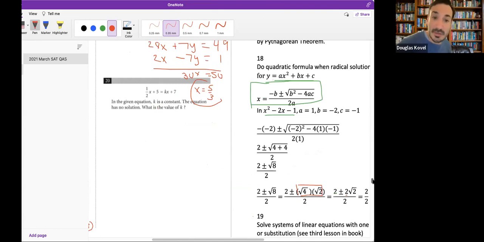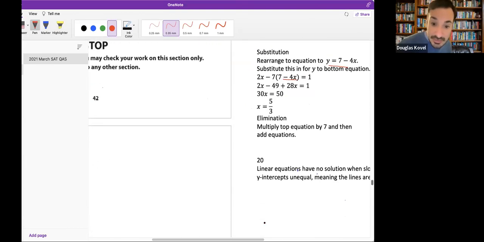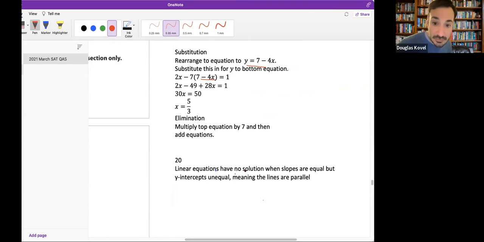So again, k stands for some real number that we need to figure out. They tell us the equation has no solution and we need to find the value of k. The rule this question is based on is pretty simple. Linear equations have no solution when the slopes are equal but the y-intercepts are unequal, which means that the lines are parallel to each other.